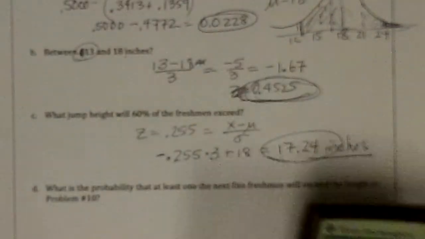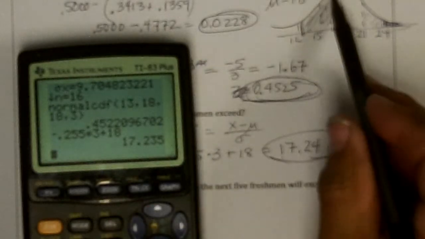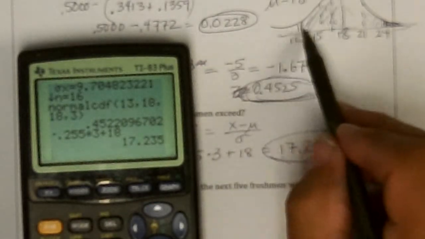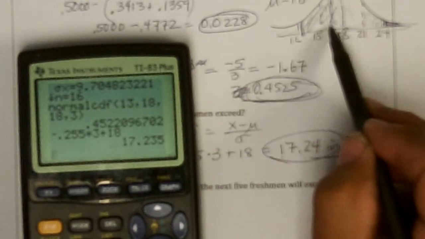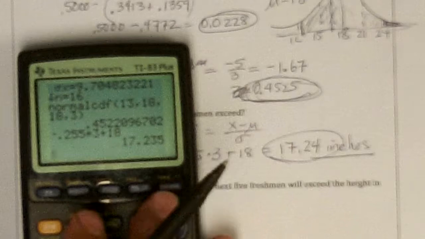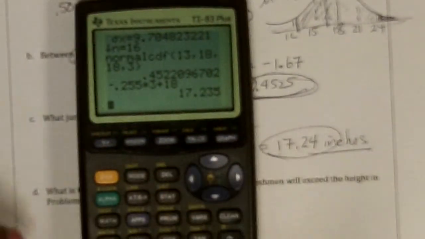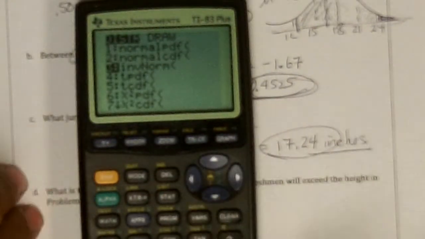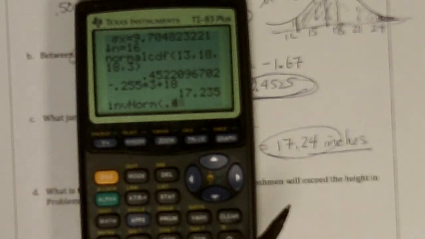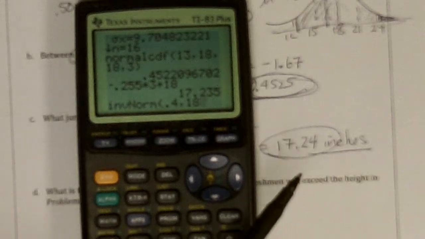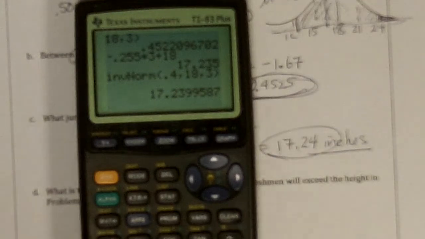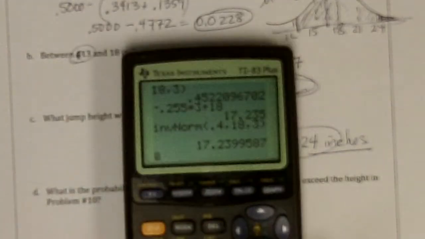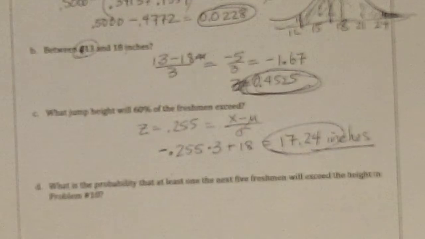Now, if I want to do that on the calculator, I would have to say I want to add up the area up to that point. So the area would be 40% down there. That's how inverse norm works. So I go second, inverse norm, and I want to have 0.4 with a population mean of 18 and a standard deviation of 3, and it tells me 17.239, which rounds to 17.24.